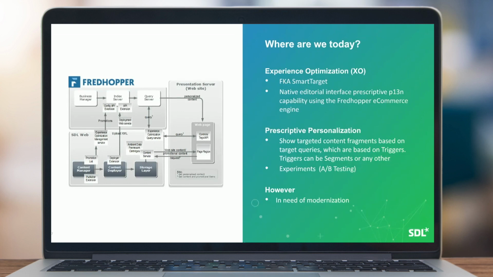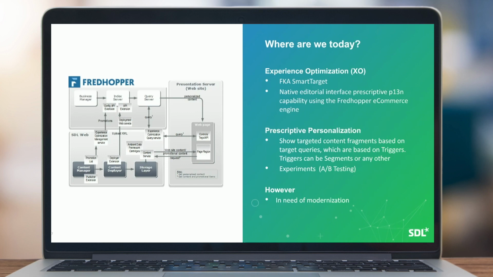So if you look at where we are today, we basically have an add-on on the Tridion core product, which is called Experience Optimization, in short XO. What it basically is, is a native editorial interface in the Tridion Content Manager Explorer, or in the Tridion CM, with which you can configure promotional content, therefore personalized content, and select the content items which you want to show whenever that personalized content should show, and it stores that configuration in a platform called Fredhopper. And Fredhopper is in essence quite a sophisticated e-commerce engine for which we use only about 10% of the functionality.